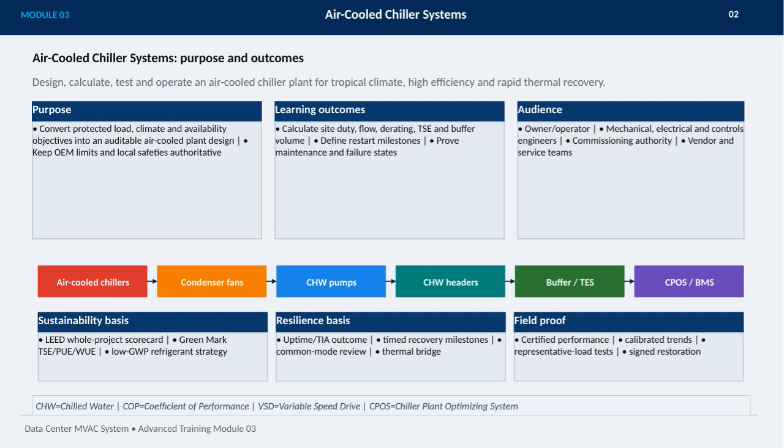This module targets owners, operators, engineers across mechanical, electrical, and controls disciplines, commissioning authorities, and vendor or service teams. Key components include air-cooled chillers, condenser fans, chilled water pumps and headers, as well as buffers and chiller plant optimizing systems. We'll also address sustainability through LEED scores and low GWP refrigerants, resilience via uptime targets and timed recovery, and support everything with certified performance and field-proven data. This comprehensive approach ensures reliable, efficient operation tailored to real-world demands and standards.